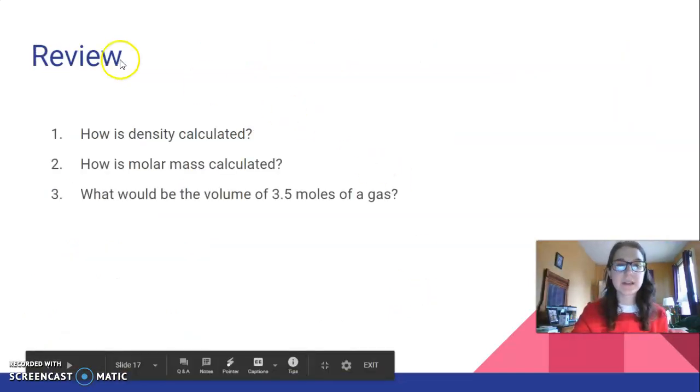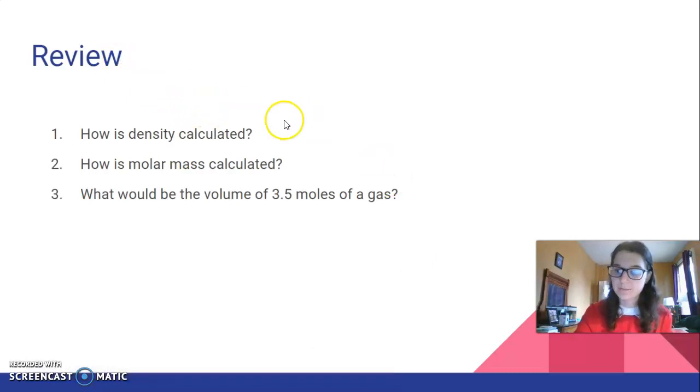These review questions: How is density calculated? Okay, what is density? It is the mass over volume. How is molar mass calculated? What special table do we use to find molar mass? And what would the volume of 3.5 moles of gas be? Here there's only one conversion. We're going from moles to liters. What's the great conversion that we've known at standard temperature and pressure?